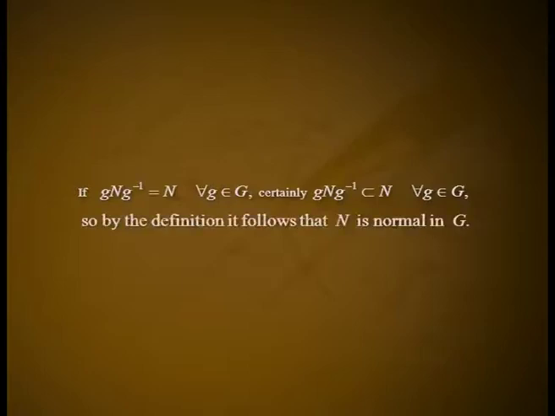Proof. If g N g inverse is equal to N for every g in G, certainly g N g inverse is contained in N for every g in G. So, by the definition, it follows that N is normal in G. Conversely, suppose that N is a normal subgroup of G. Thus, if g belongs to G, g N g inverse is contained in N, and also g inverse N g, which is equal to g inverse N (g inverse) inverse, is contained in N. Now, since g inverse N g is contained in N, N is equal to g (g inverse N g) g inverse, which is contained in g N g inverse, which is contained in N.